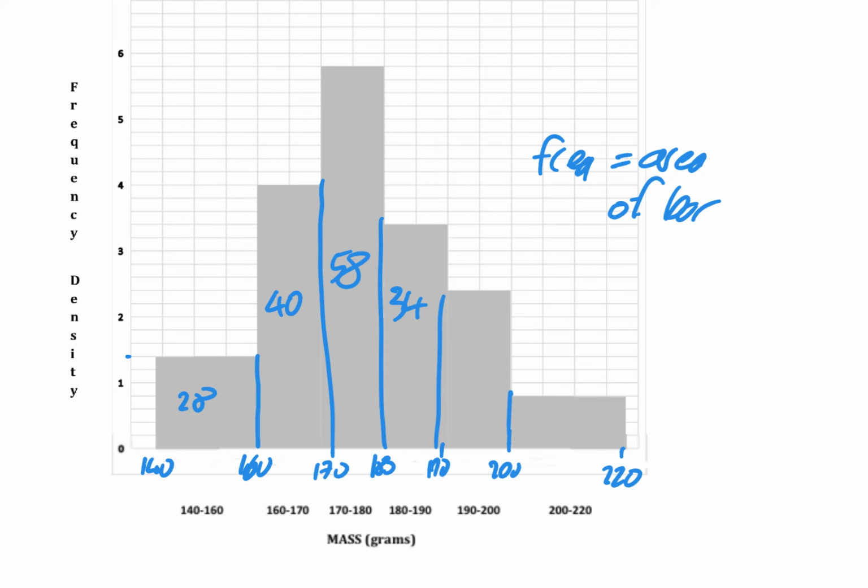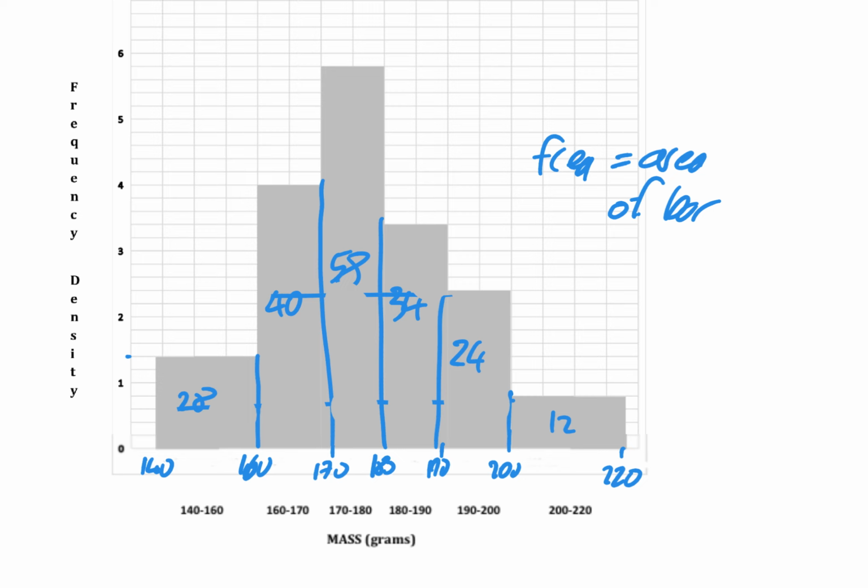Next one then, it's very hard to see, let me just draw across here, I think it was there. So that's going to be 2.4 times 10, so that's going to be 24. And then that last one was 20 times, and what height is this one again? This is very hard to see. That was 0.6, so 0.6 times 20 would be 12. So there we have it. We've got all of our values. We can work out our total frequency then.